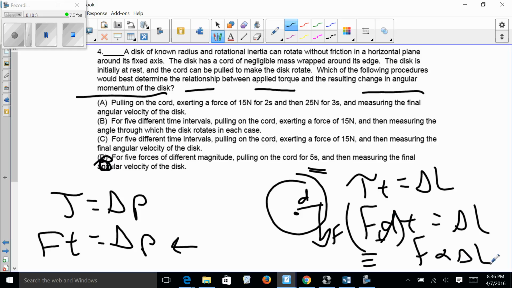So if I want to look at that experiment, I have to keep everything else constant, including the radius of the disk, which it says is known and constant. And also, importantly, the amount of time that I apply the force, because the longer I apply that torque, the more the angular momentum is going to change. So I won't be able to tell what's really affecting the angular momentum, the changing force or the amount of time. So I have to keep the time constant. So D is the only one that really makes a lot of sense, and that's really just about establishing a good experiment.